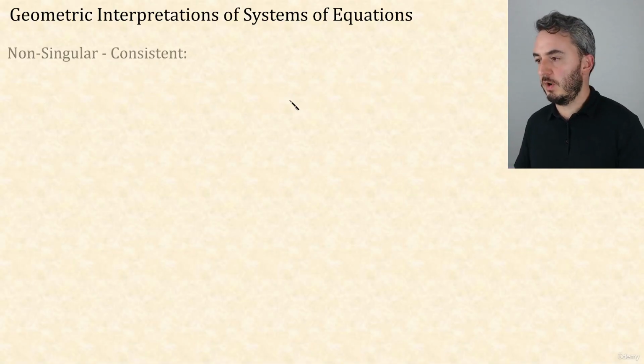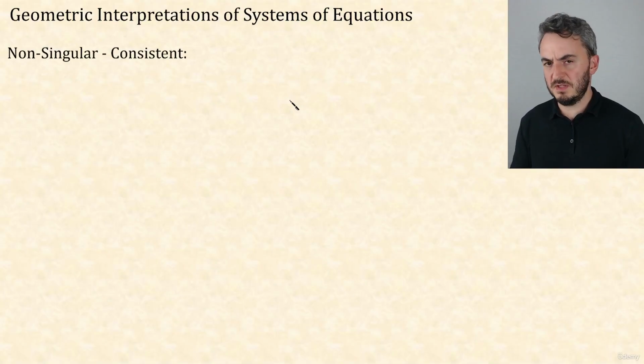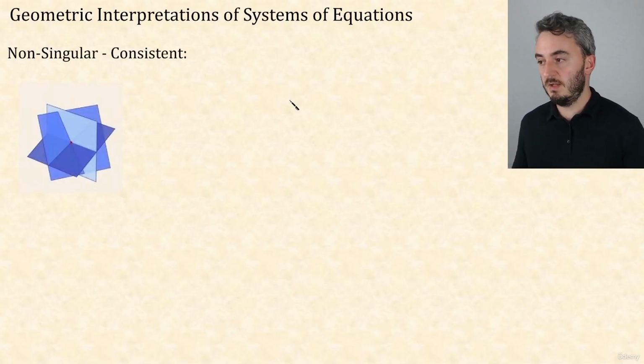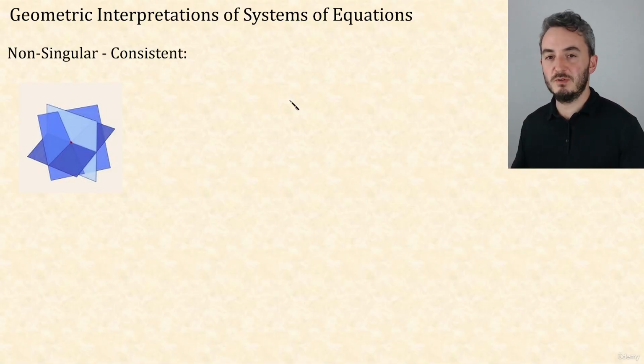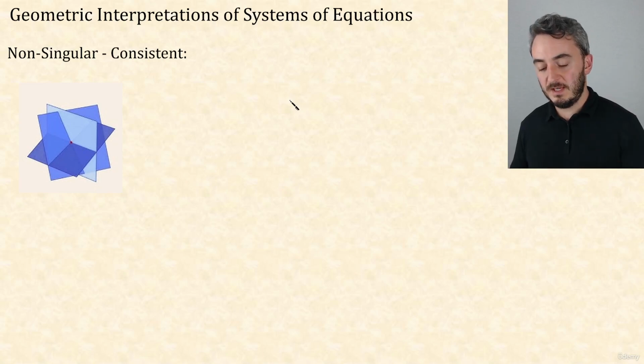So to start with, we've got our non-singular case, consistent case, which is 3 planes meeting at a point. It's non-singular because the matrix associated with the equations does not have a 0 determinant. So that's easy. If the determinant of the matrix associated with the equations isn't 0, then there is just a single solution. It's the 3 planes intersecting at one point.